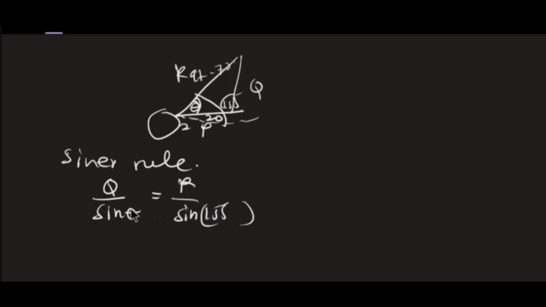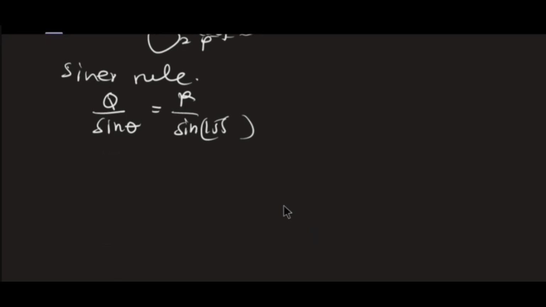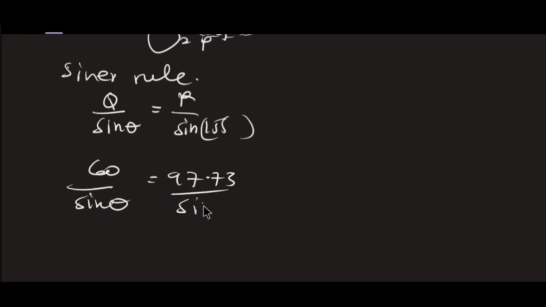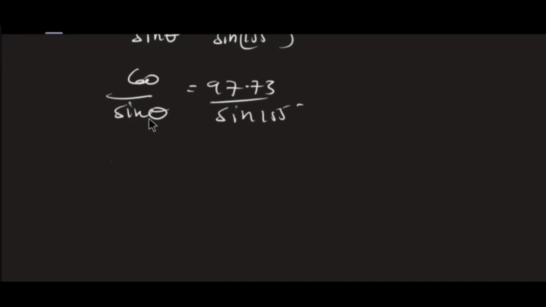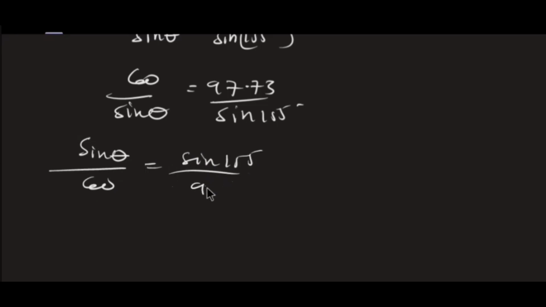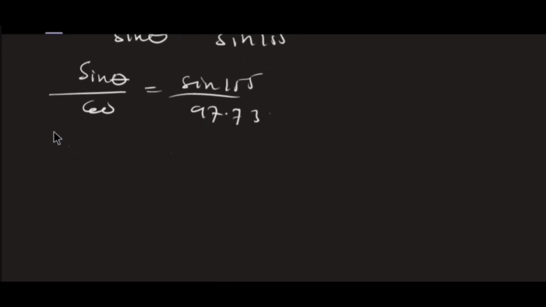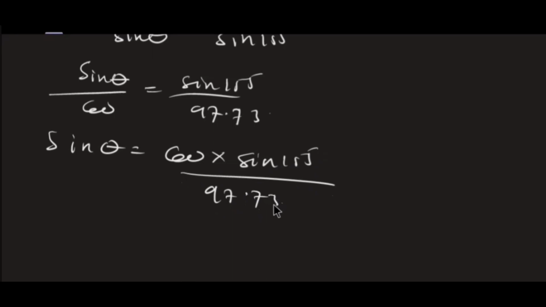And I can solve for my theta. My Q is 60 over sine theta, equal to 97.73 over sine 155. Now here I can invert it. So sine theta over 60 is the same as sine 155 over 97.73, and I'll cross multiply. So sine theta will be equal to 60 times sine 155 all over 97.73.